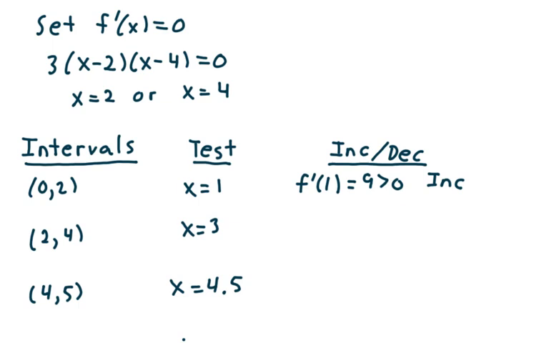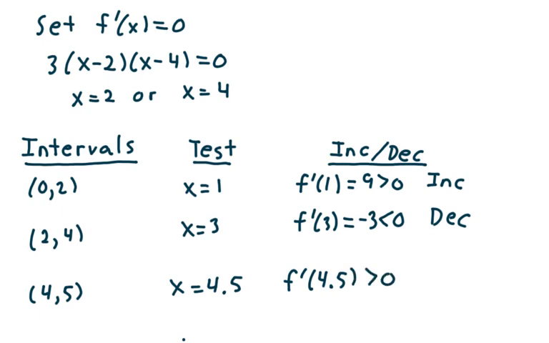If I plug in 3, well, if I replace x with 3, I get 3 times 1, which is 3. And then 3 times negative 1, which is negative 3. And that's less than 0. That's decreasing. And if I plug in 4.5 into the derivative, I claim you're going to get a positive value. And so on the interval 4 to 5, it's increasing.